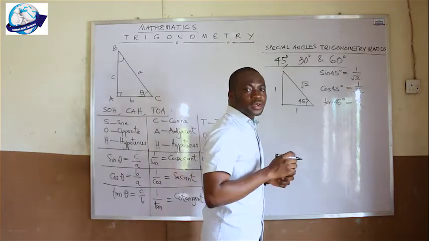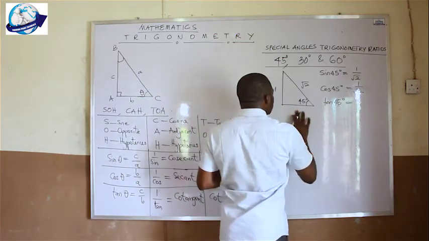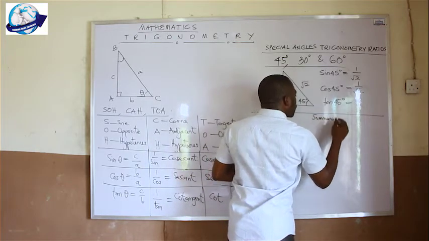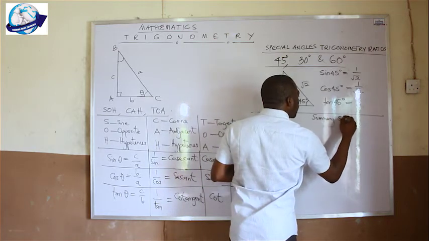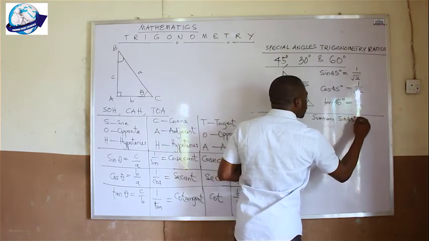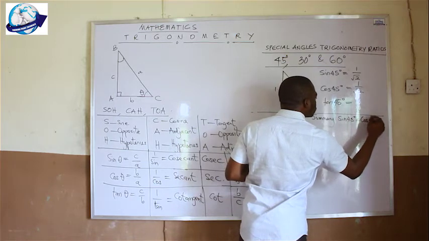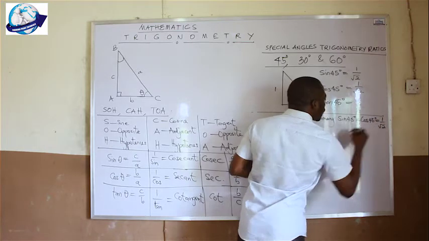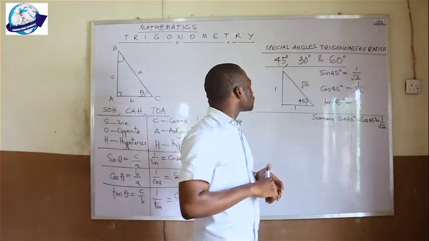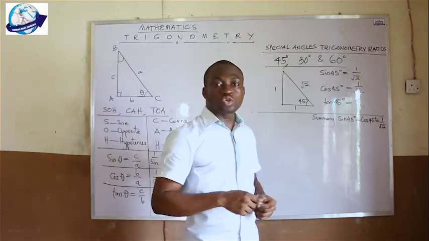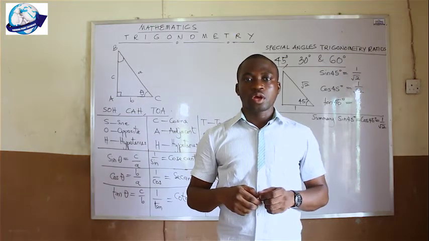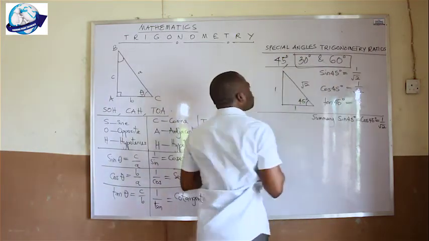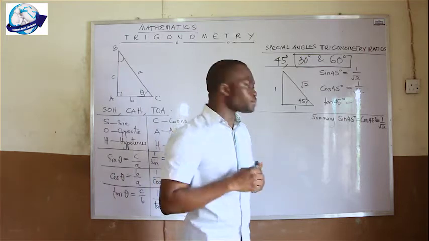Alright? Now, what's the summary? The summary is this. In the 45-degree special angle, it means that sine 45 is equal to cos 45 is equal to 1 over root 2. I repeat, sine 45 is equal to cos 45 is equal to 1 over root 2. Then we will try to end with this and see if we can take 1 or 2 examples.